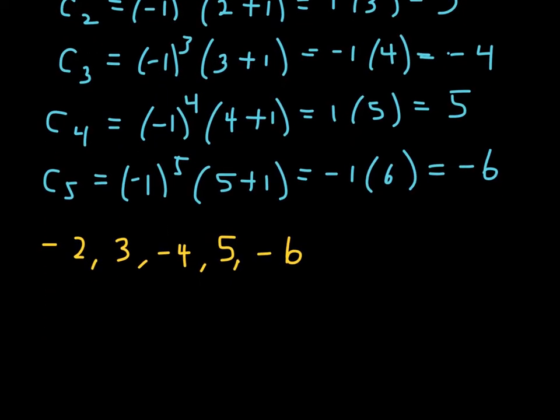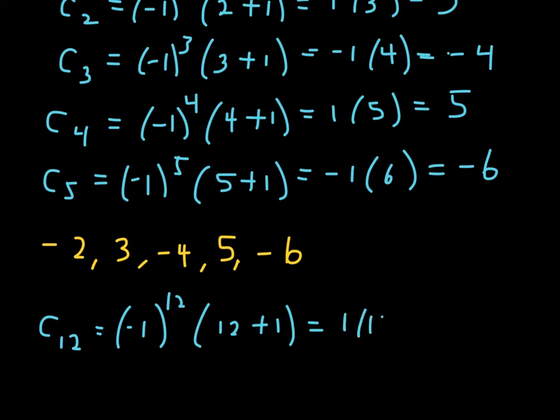All right, so here it comes. c sub 12 is equal to negative 1 raised to the 12th power times 12 plus 1. Now, whenever you raise a negative base to an even power, you get something positive. So then this is positive 1 times 13. So then the 12th term is just 13, positive 13. I can write it out formally. c sub 12 is 13.